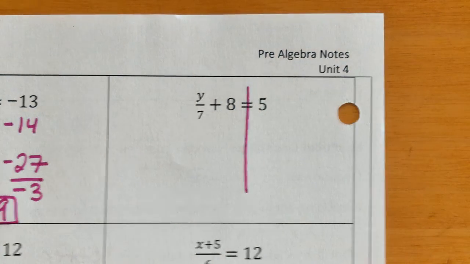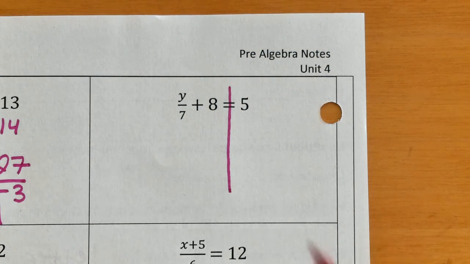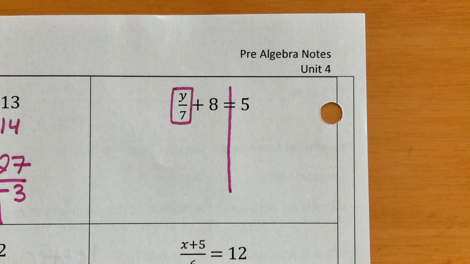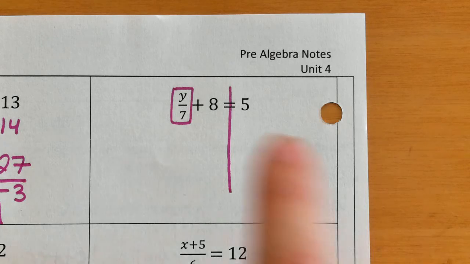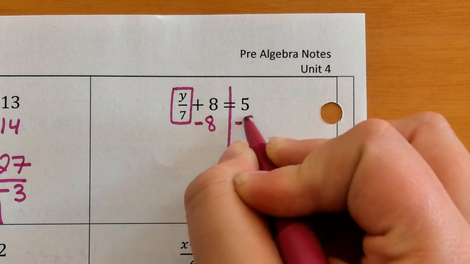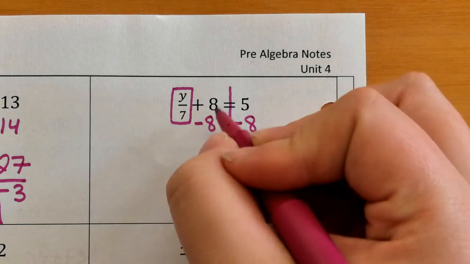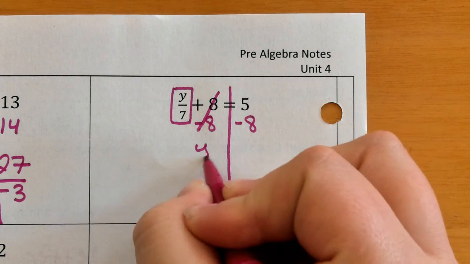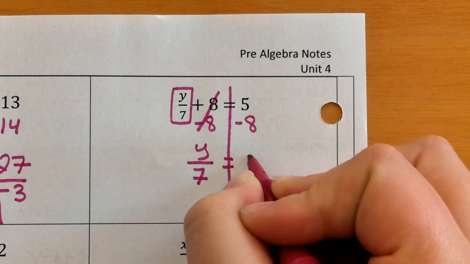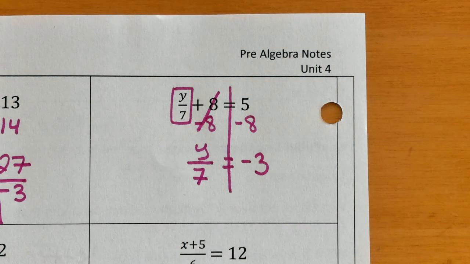With our second example, it's the same idea. I'm going to draw my line down the middle. This y over 7 is going to end up being my second step, so I'm going to save that for later. Since that's a plus 8, we will do the opposite and subtract that 8. Plus 8 minus 8 is gone. 5 minus 8 is negative 3.